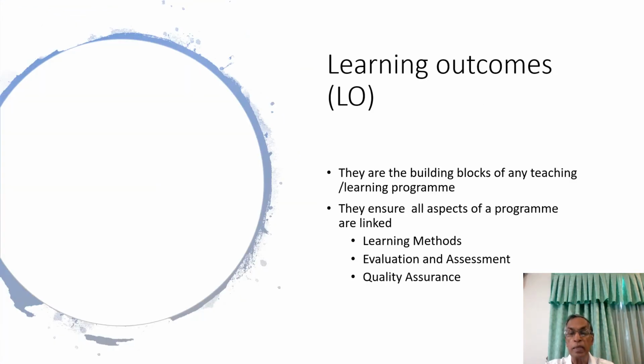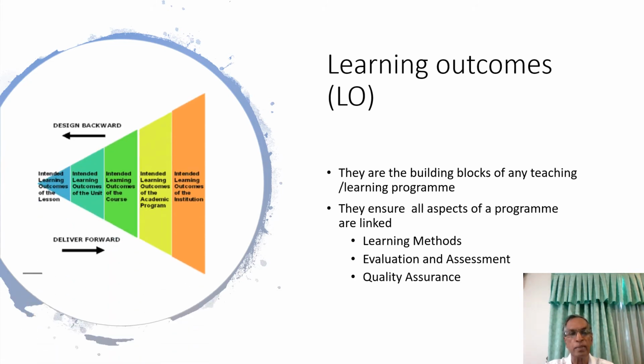Learning outcomes are really building blocks of any teaching or learning program. They ensure all aspects of the program are linked. We're looking at the learning methods, the design of the learning methods, and of course evaluation and assessment so as to ensure that learning has taken place, and the quality assurance aspect of the whole learning process.